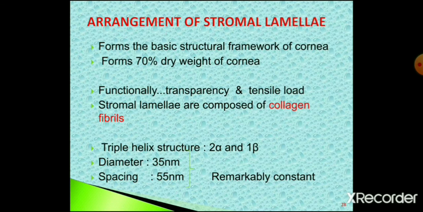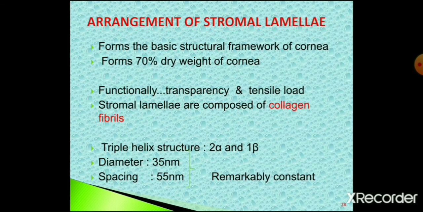Arrangement of stromal lamellae: there are two theories, Morris theory and theory of Goldman. Now, how does the arrangement of stromal lamellae occur? It forms the basic structural framework of the cornea and forms 70% of the dry weight of the cornea. Its main function is transparency and tensile load. The transparency of the cornea is maintained by this stromal lamellar arrangement, and also the tensile strength is maintained by that.